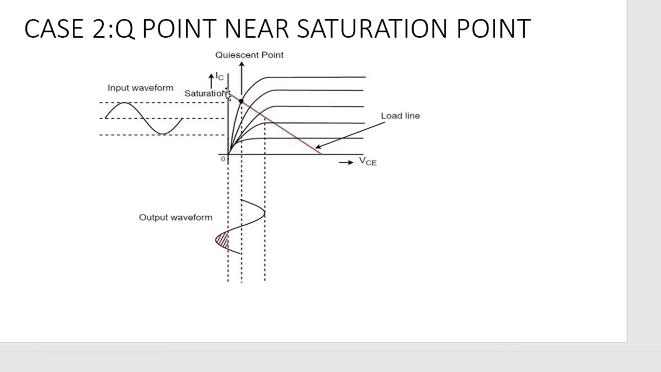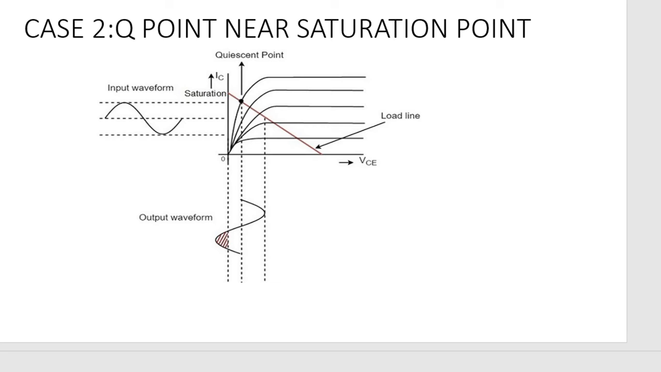Okay, so in the second case, the Q point is near the saturation point. This is the saturation point. So we are selecting the Q point here. This is the input waveform. In the negative half cycle, the waveform is getting clipped. So a portion of this waveform is getting clipped. So this is beyond the reference line. So we can see here this is getting clipped. So we are getting a distorted output waveform.